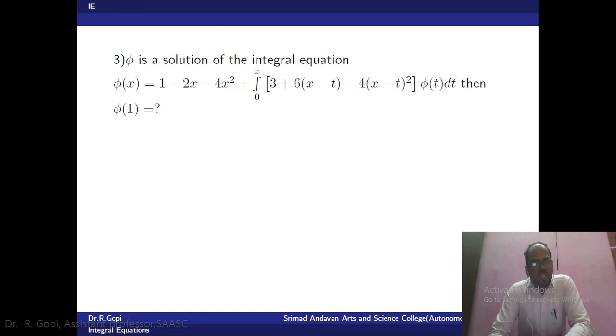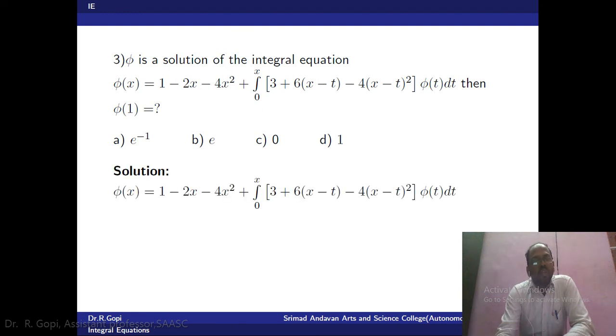Then another question. Phi is a solution of the integral equation phi of x equals 1 minus 2x minus 4x squared plus the integral from 0 to x of 3 plus 6 into x minus t minus 4 into x minus t the whole square into phi of t dt. Then what is the value of phi of 1? Because the terms are functions of x minus t, we have to use the Laplace transform with the convolution theorem.